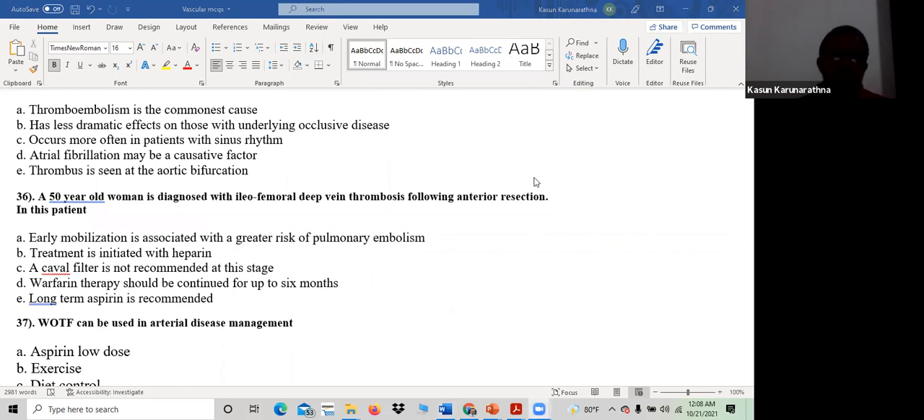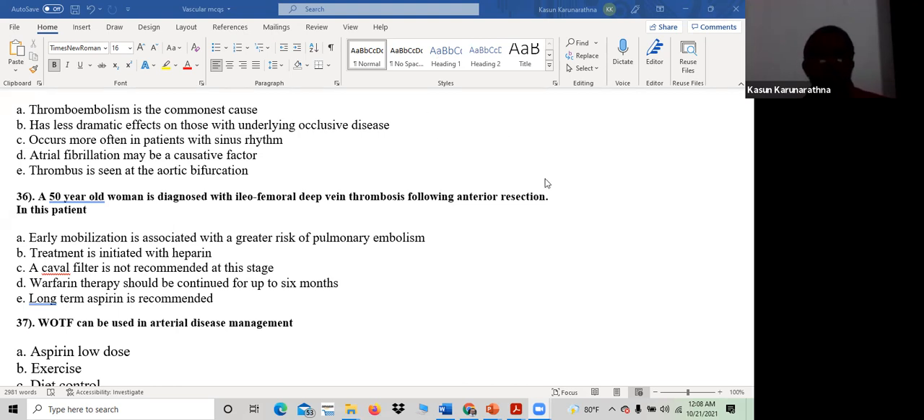A 50-year-old woman diagnosed with iliofemoral deep vein thrombosis following resection. In this patient, early mobilization is associated with greater risk of pulmonary embolism. That is false, right? Early mobilization is an advantage. That should be encouraged, right? Treatment is initially heparin, true. Caval filter is not recommended at this stage. At this initial stage, you don't need it, right?